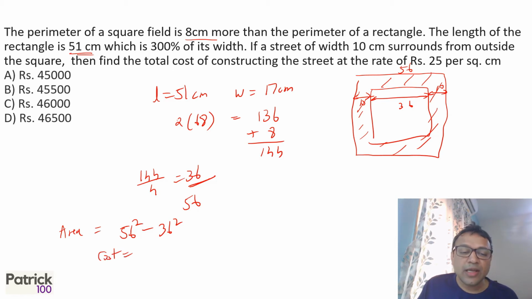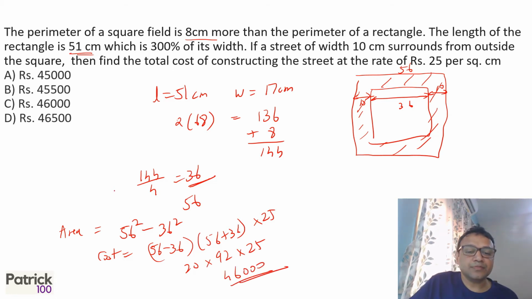Cost is, let's solve this, a square minus b square, a minus b into a plus b, into the cost of 25. This is 20 into 92 into 25. If you solve this, it will come to 46,000. That will be the answer. C option.